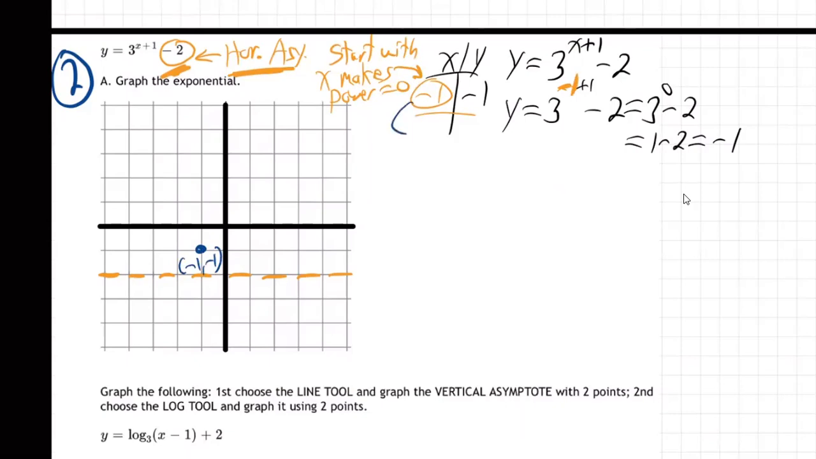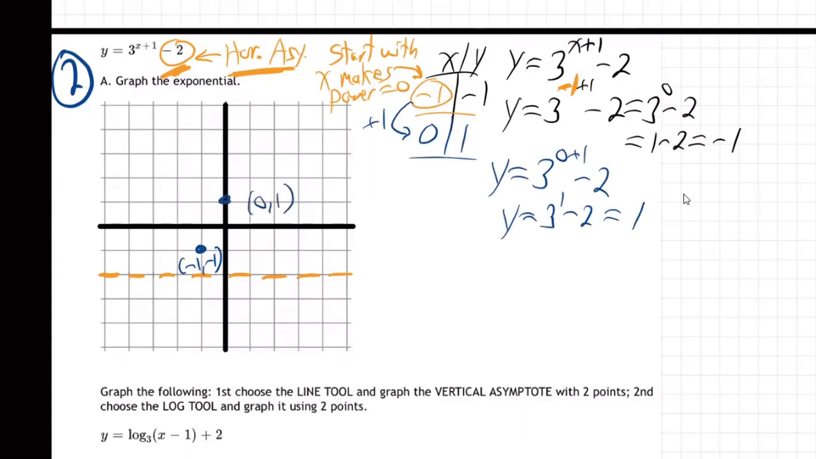And now, what do we do? You just add 1. So this will become 0. Let's plug in 0 now. So y equals 3 to the 0 plus 1 minus 2. The 1 minus 2 is -1. Over 0, up 1. Like that. So there's our second point.